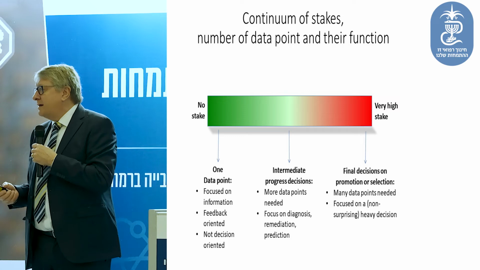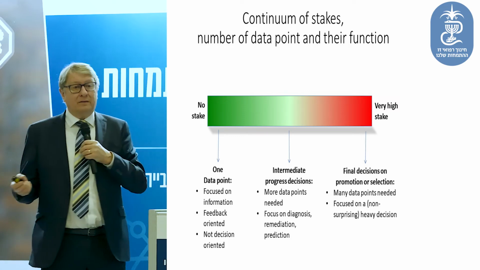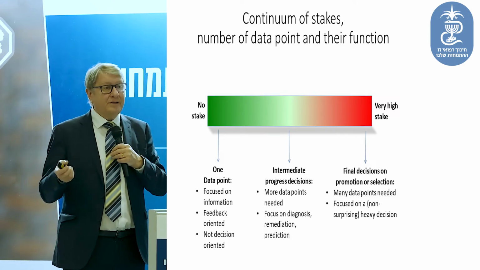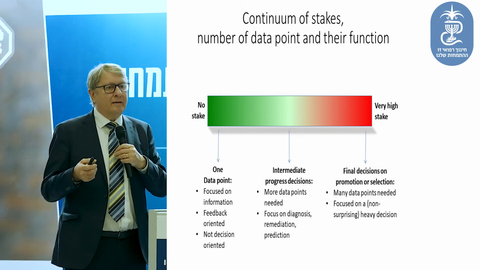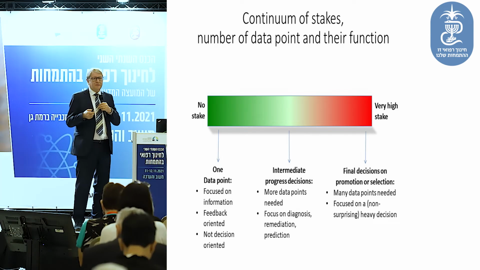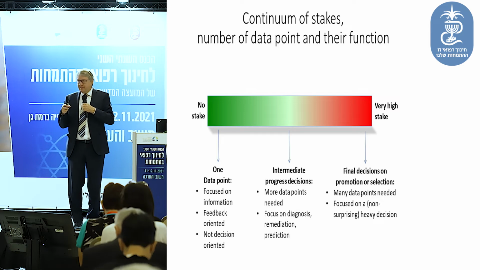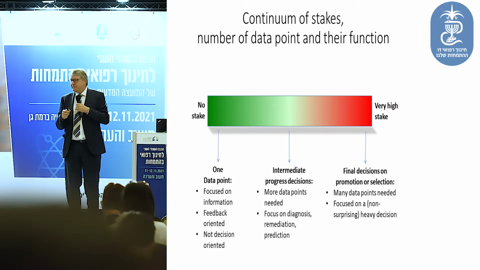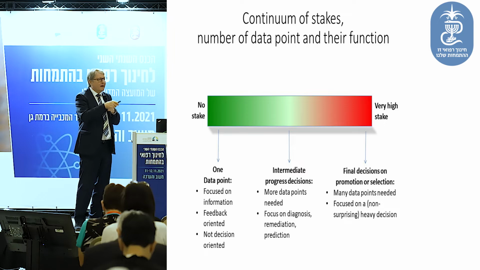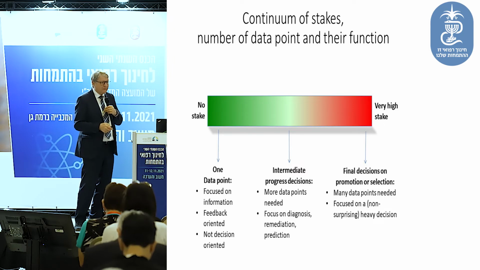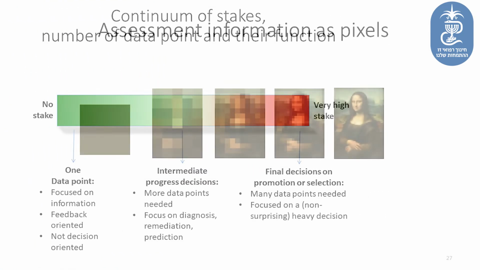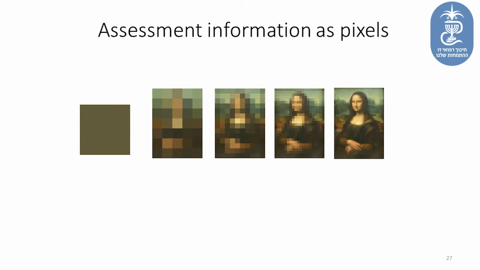Then, for example, at the end of the year, we need to pass or fail. We need to take a high-stake decision that has a lot of consequences. We can only do that if we have a lot of data points, right? So the stakes and the number of data points are related. Or yet in other words, if you consider one data point a single pixel in a photograph, you don't see the picture, right? You have to add pixels to the photograph in order to see the bigger picture.